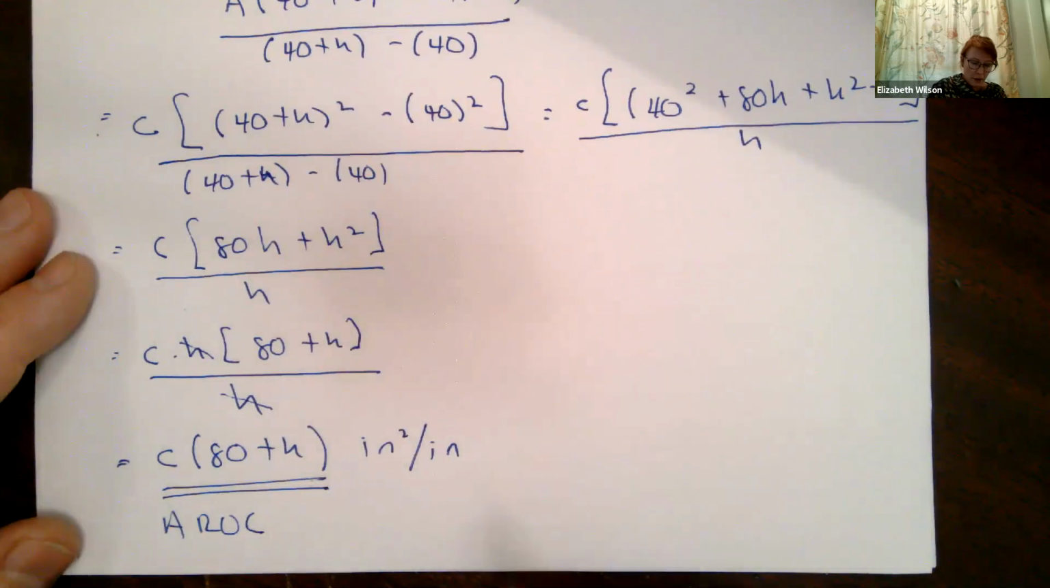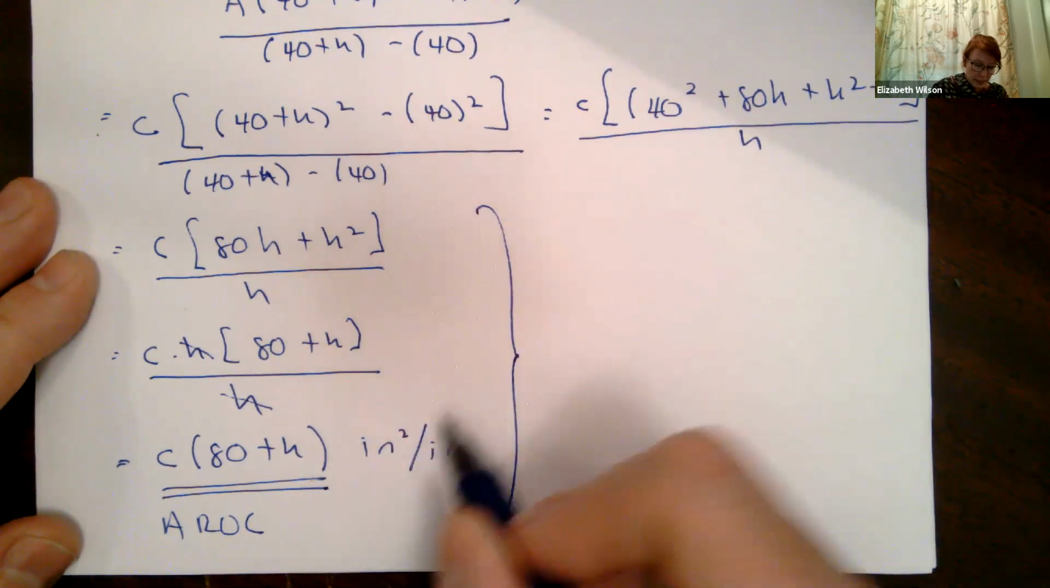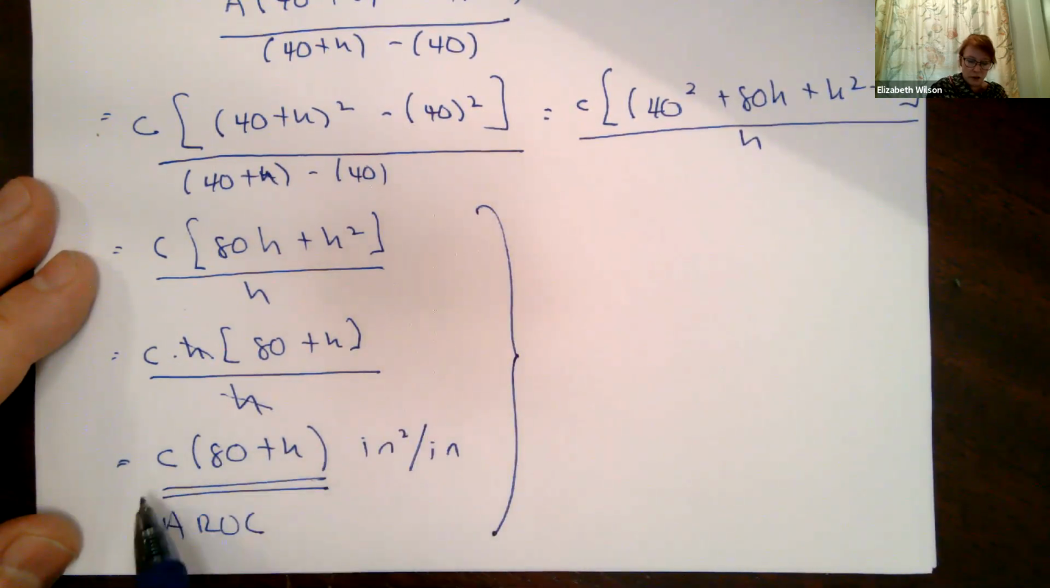Now, after I've done that calculation, what I want to do is take the limit of my average rate of change.